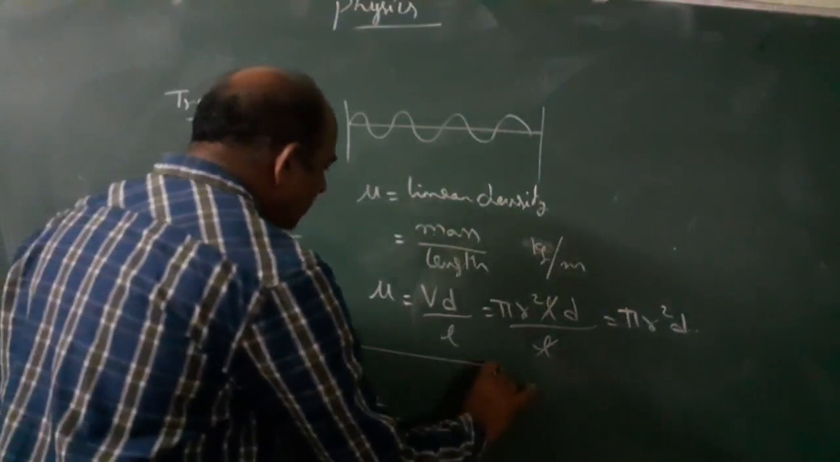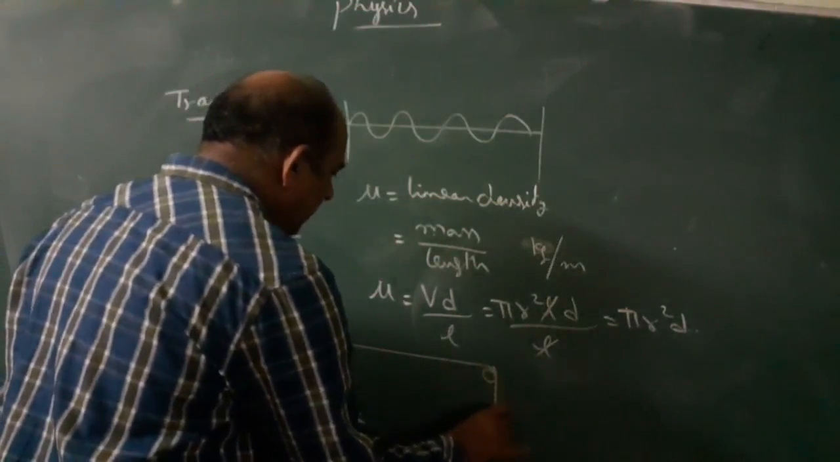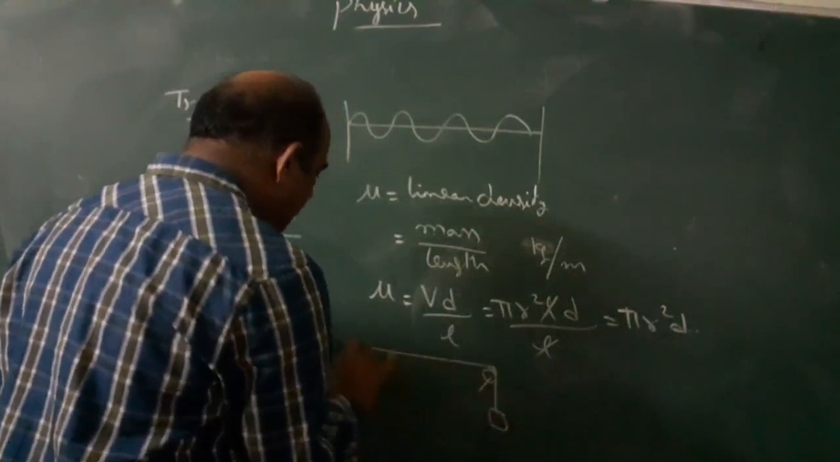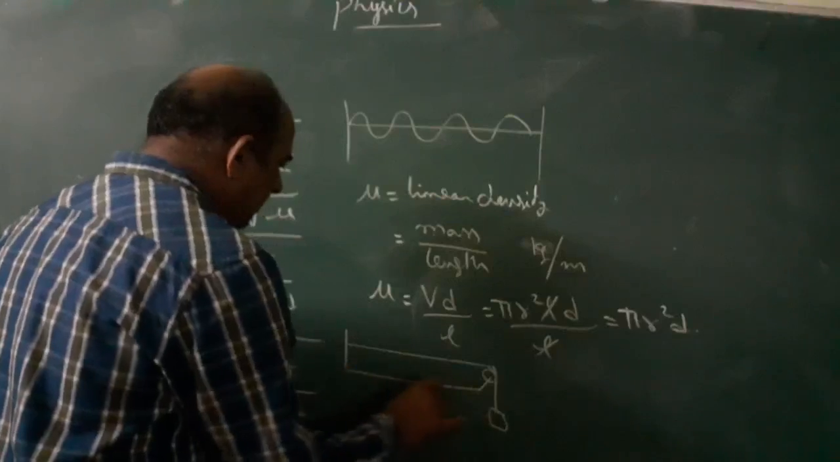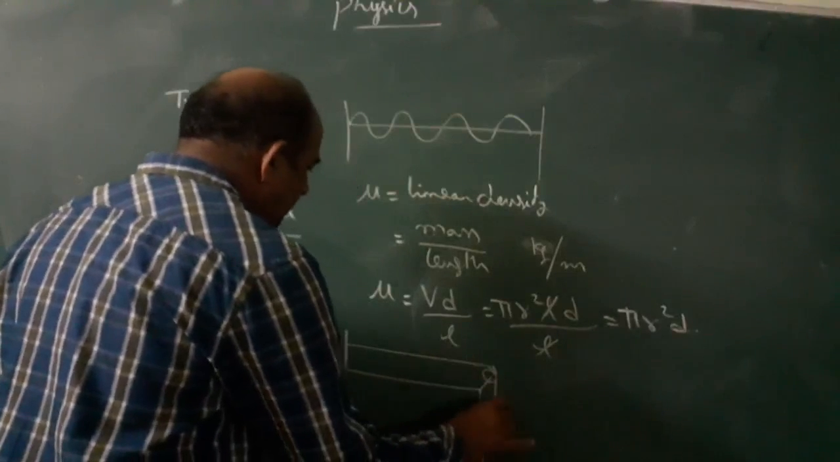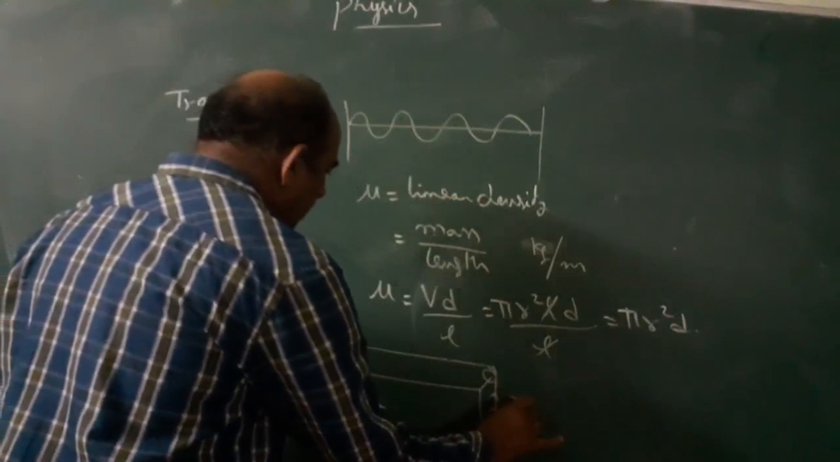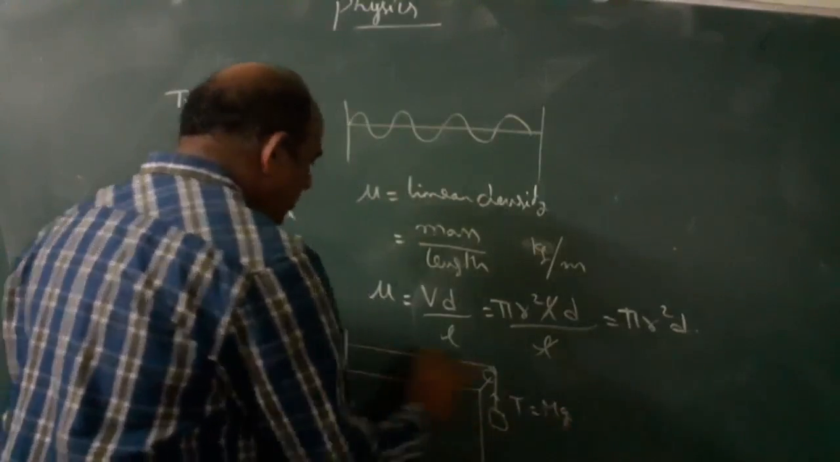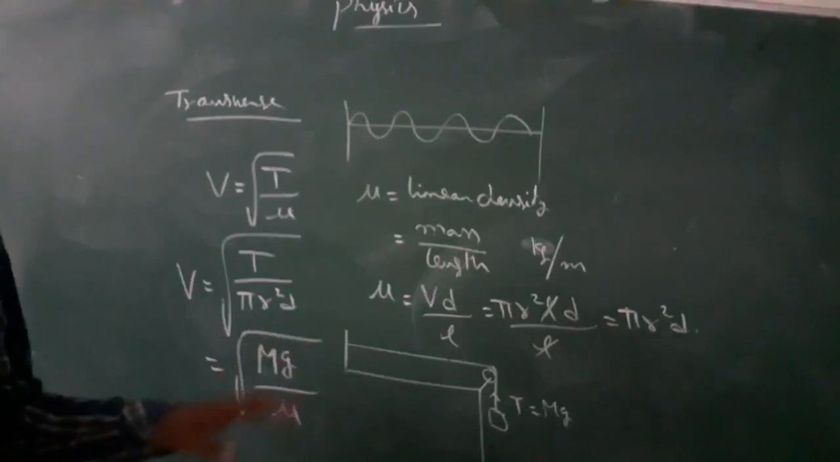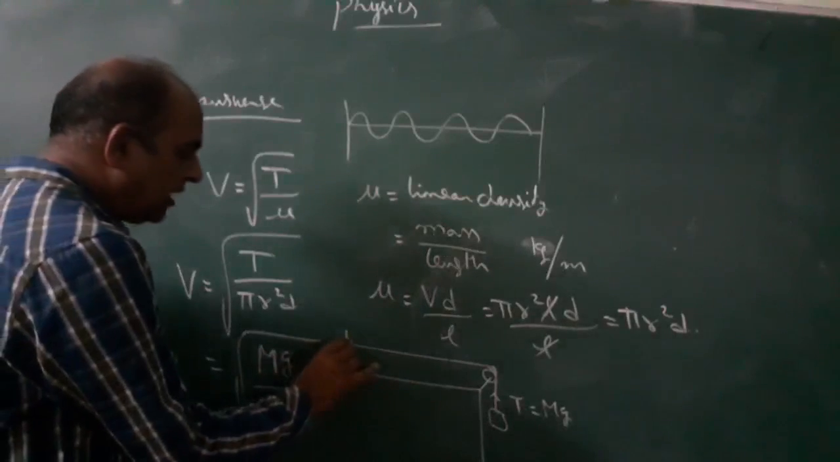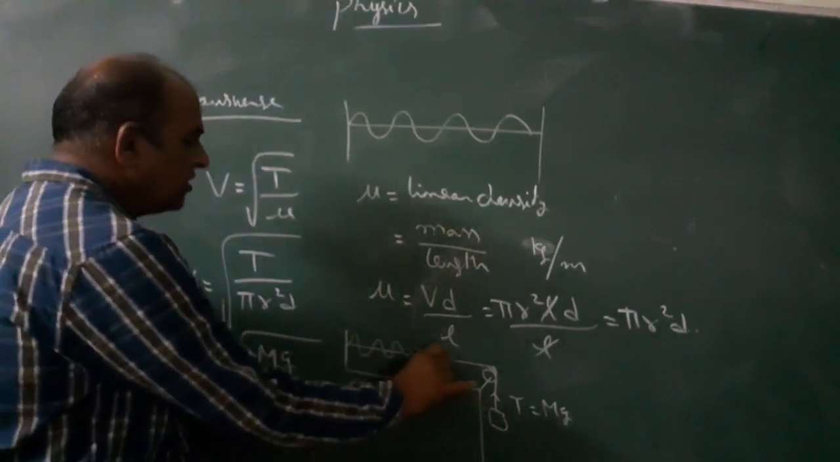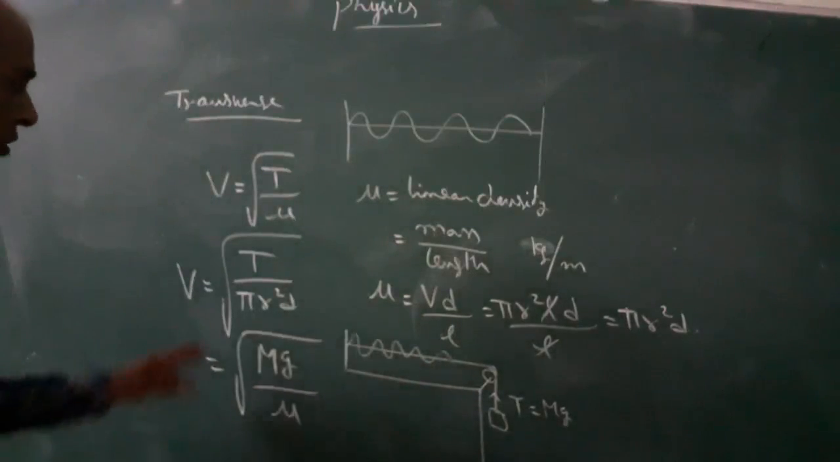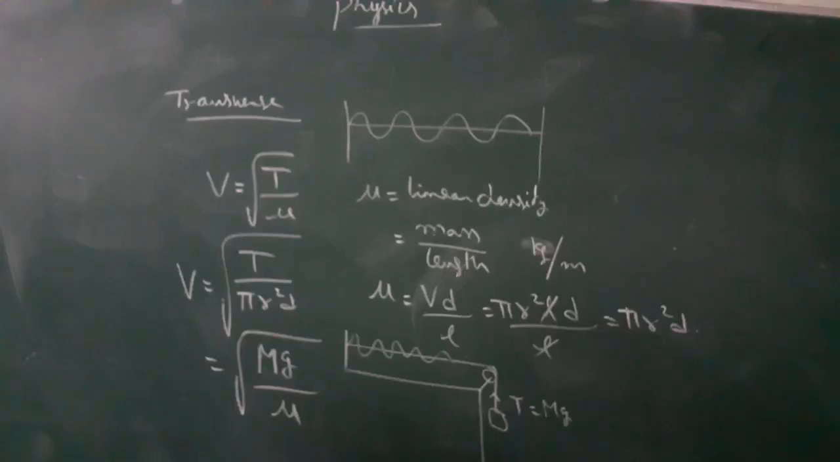Actually, one wire is connected to a load and the wire is passing over a pulley kept on the table. So it creates some tension. Tension T is equal to mg. So the wire has tension and linear density. When it is plucked here, a transverse wave travels through it. The velocity of the transverse wave formula is this.